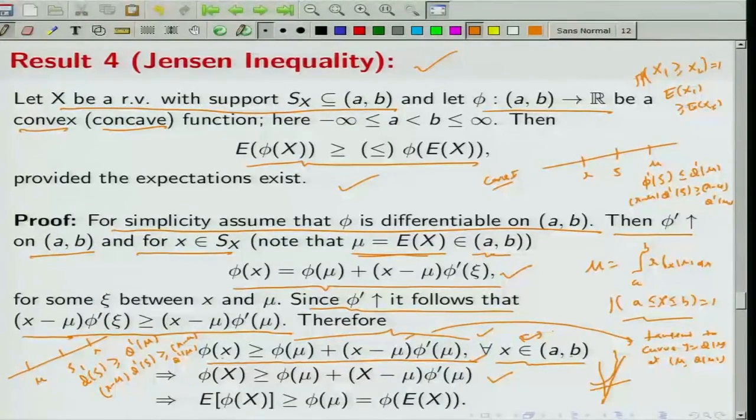So I apply this, because this quantity is greater than or equal to this with probability 1. So the expected value of phi X would be greater than or equal to the expected value of this quantity, but phi mu is constant. So phi mu plus the expected value of this. Phi prime mu is constant, which goes outside, and this becomes just 0 because the expected value of X minus mu is 0. So the expected value of phi X is greater than or equal to phi of mu, but mu is the same as the expected value of X, which is the same as phi of the expected value of X.